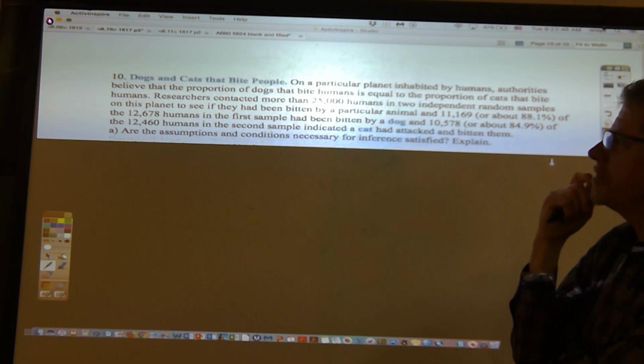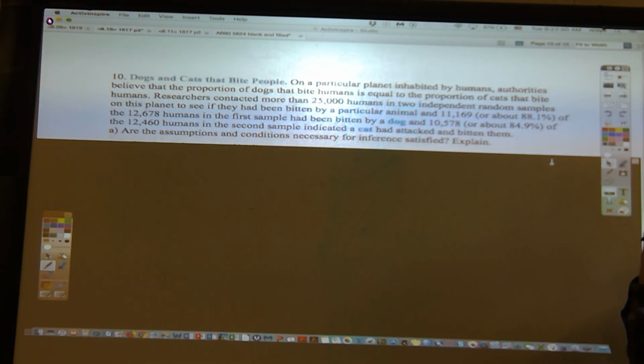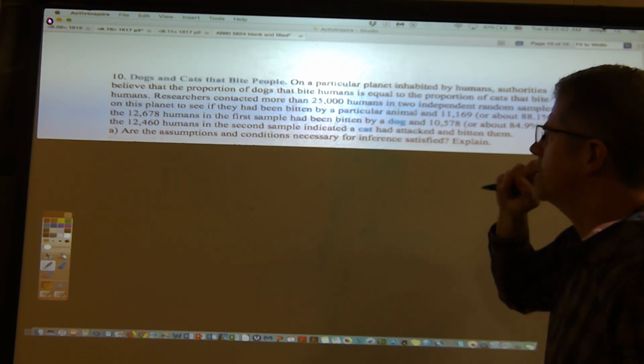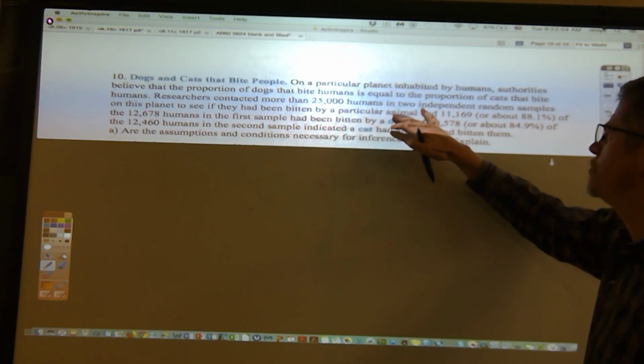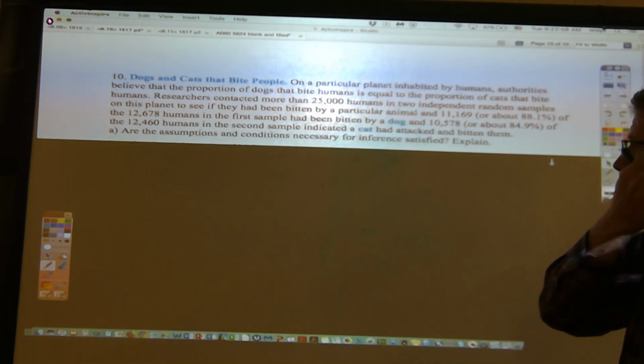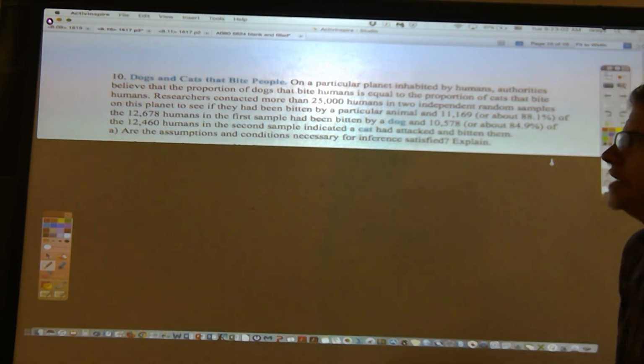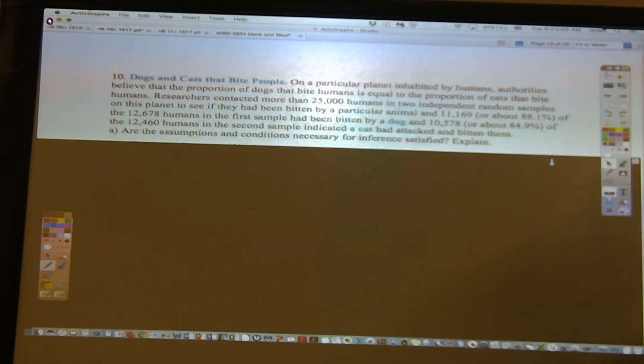authorities believe that the proportion of dogs that bite humans is equal to the proportion of cats that bite humans. Researchers contacted more than 25,000 humans in 2 independent random samples on this planet. So we're taking 2 samples, as we should. See if they had been bitten by a particular animal.